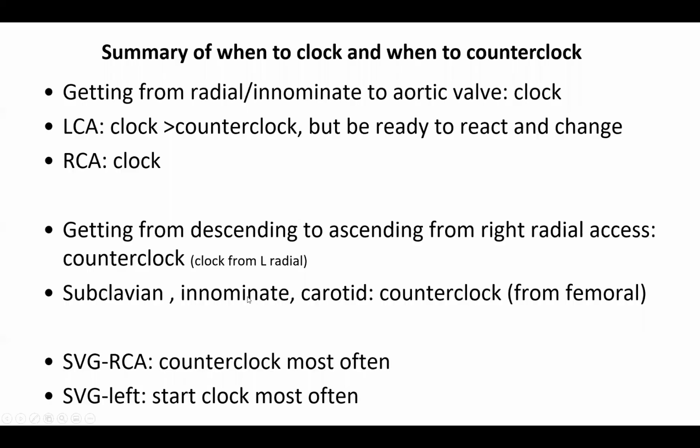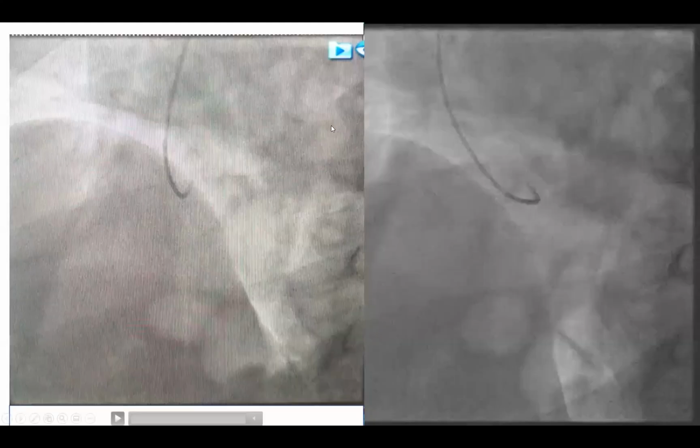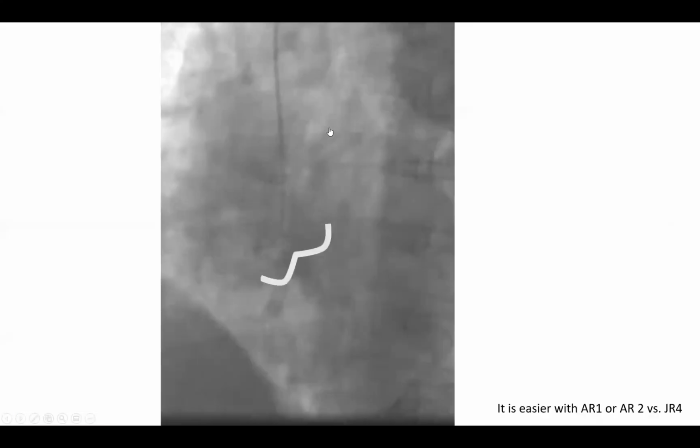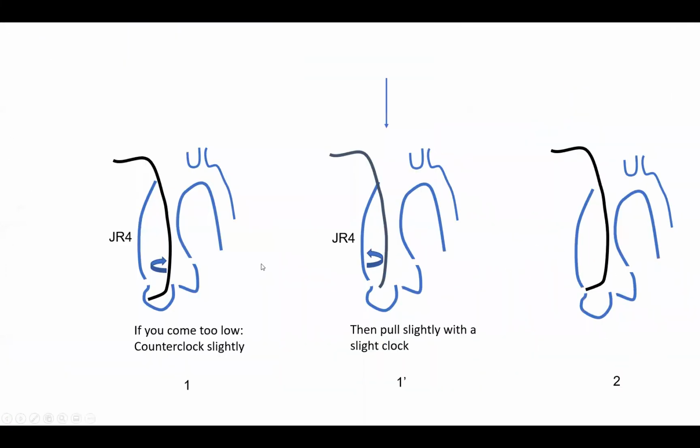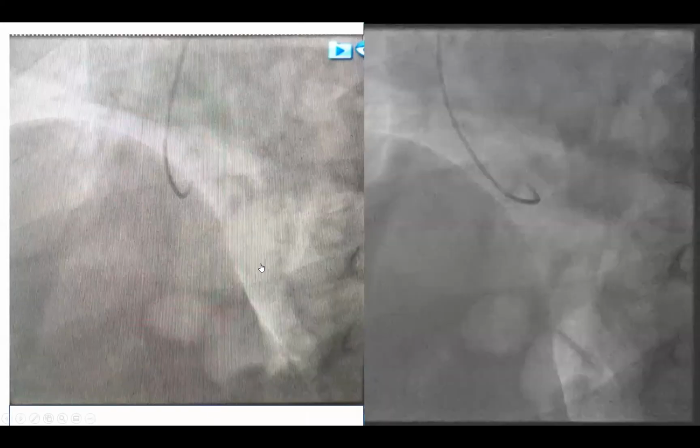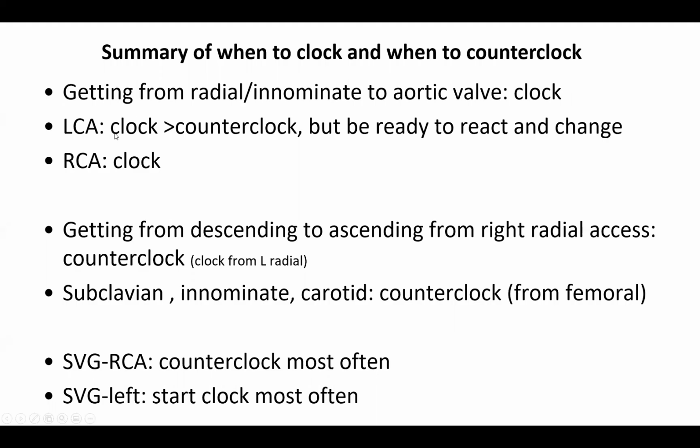This is just a quick slide about clock. Fellows get confused about when to clock and when to counterclock. I hope as you review those talks, you'll be able to recognize. But generally speaking, here is a summary. For getting from radial innominate to the aortic valve, this is usually clock, as I explained here. And left coronary engagement, as I explained last week, is more often clock than counterclock, but you have to react to what you see and be ready to change.